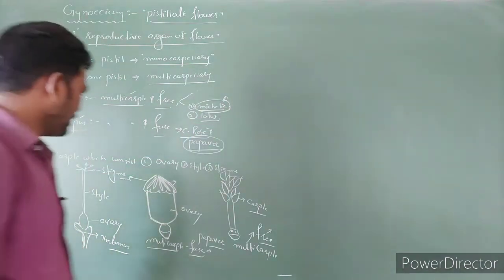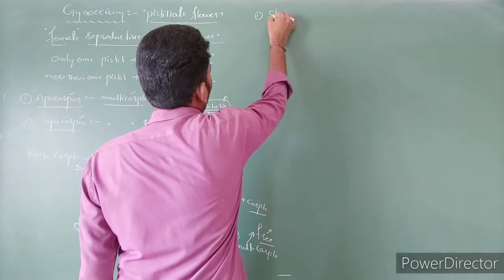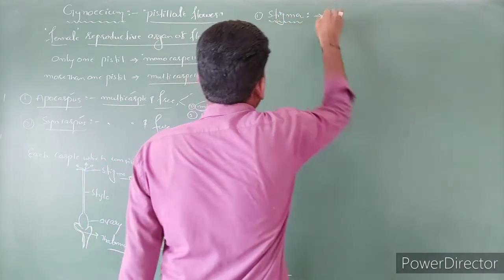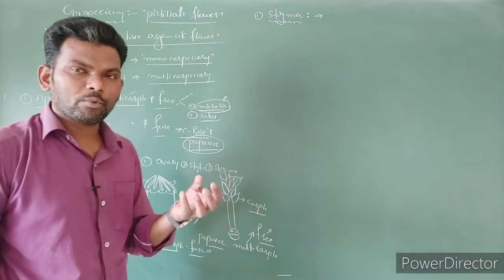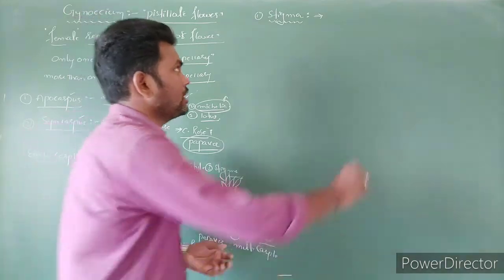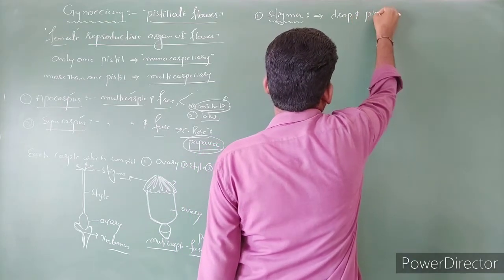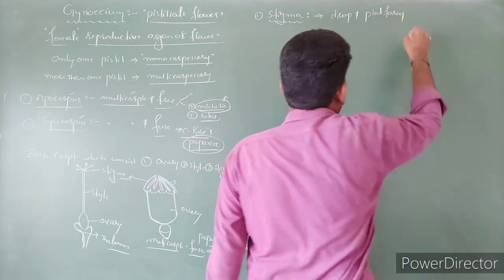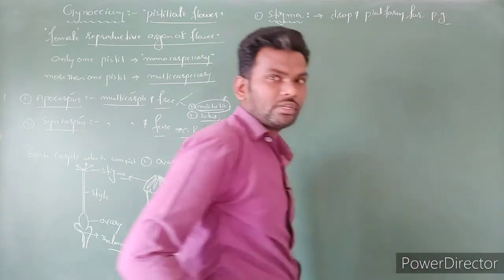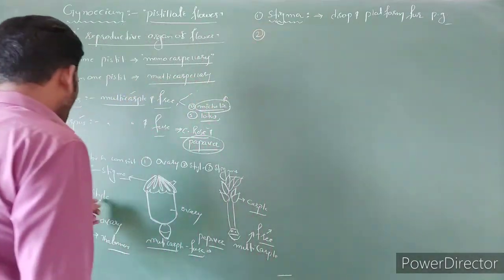So let's see here, the gynoecium consists of parts. Generally we start with the stigma. The stigma is where the pollen grain drops; it provides the platform for the pollen grain. PG means pollen grain. So the next part is what? In the gynoecium, which is nothing but a carpel, the next part is style.